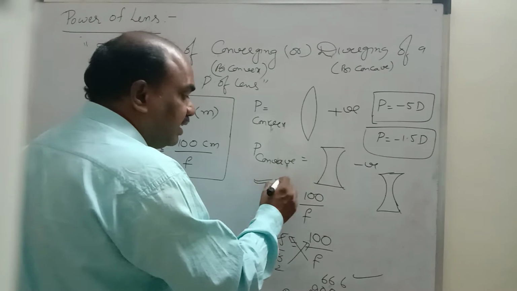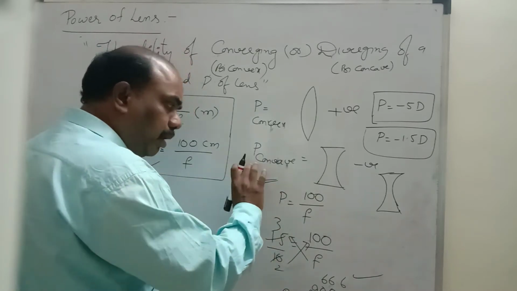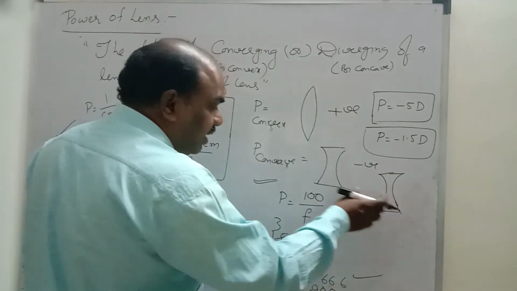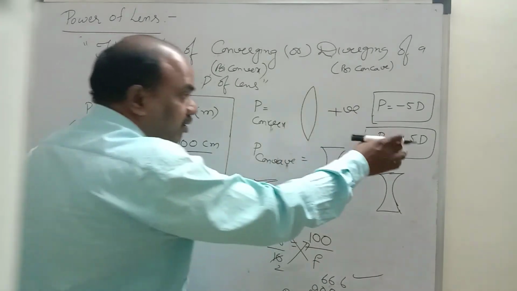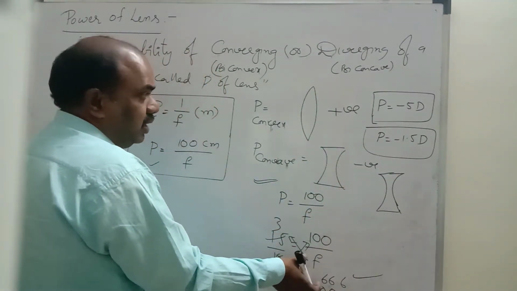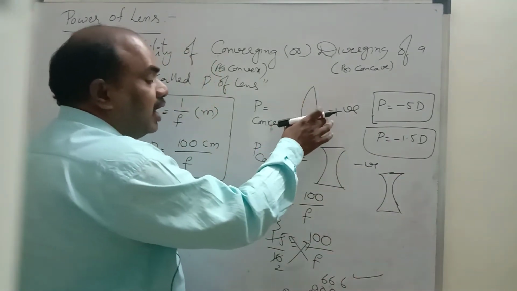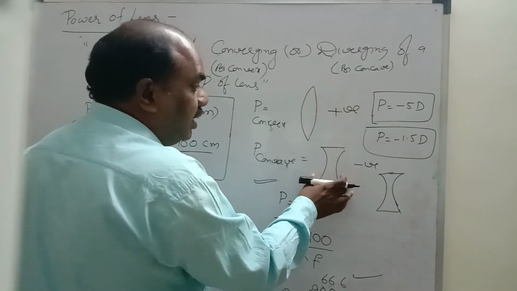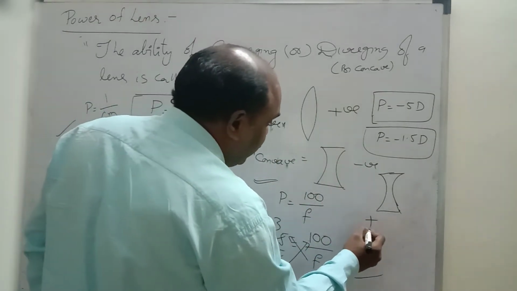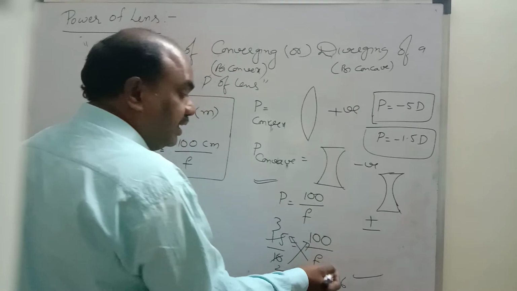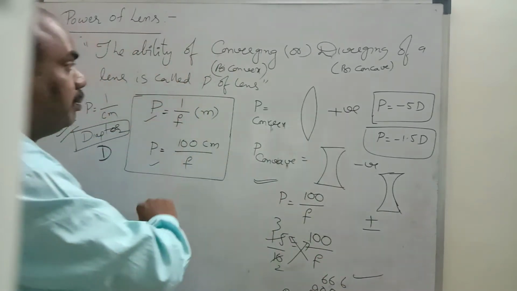Based on this, we can calculate the power of lens. If focal length is given, you can calculate the power of lens. If power of lens is given, you can calculate the focal length. The power of a convex lens is positive, the power of a concave lens is negative. If plus or minus is given, that is a bifocal lens, which is for presbyopia patients.